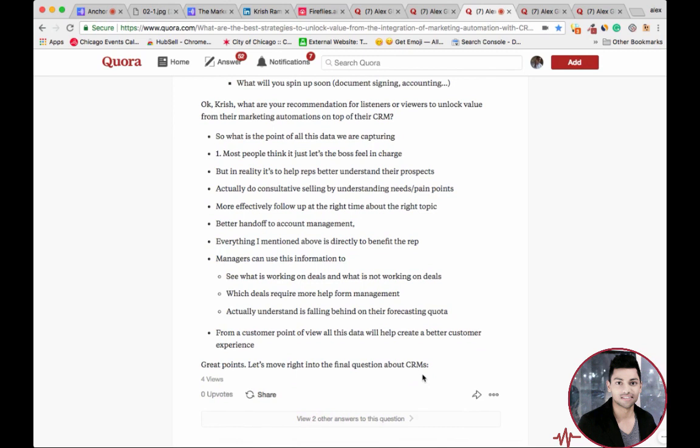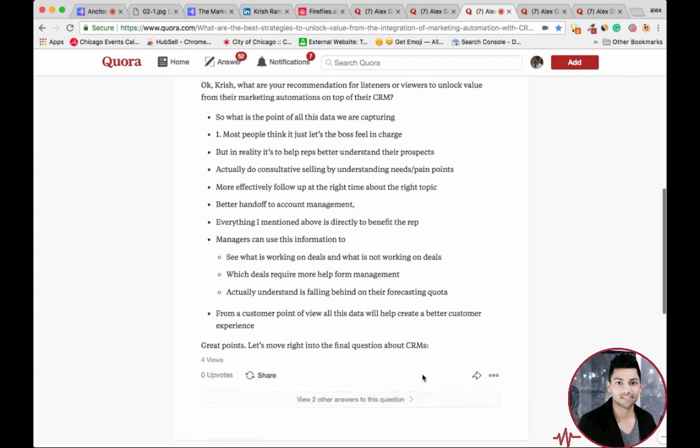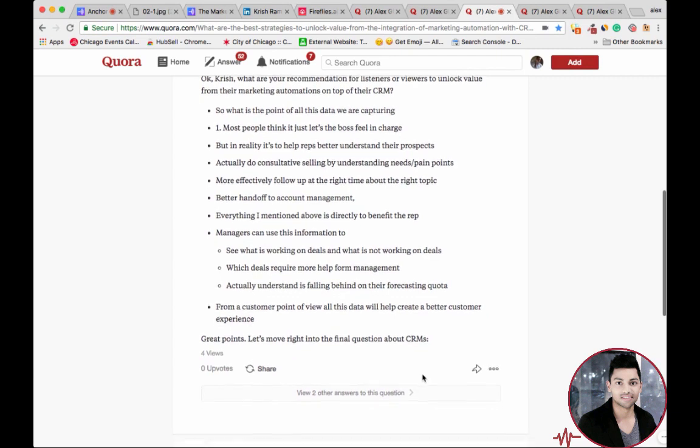And for managers, you can start using this information to see what is working on deals, right? Like what is being said that's resonating with customers and prospects, which deals require more management. So I have a thing set up in Slack where if competitors are mentioned or certain topics are mentioned in some of my reps' calls, I get a notification. And instead of me having to sit and listen to the entire call, I know which deals I need to focus on with my reps.